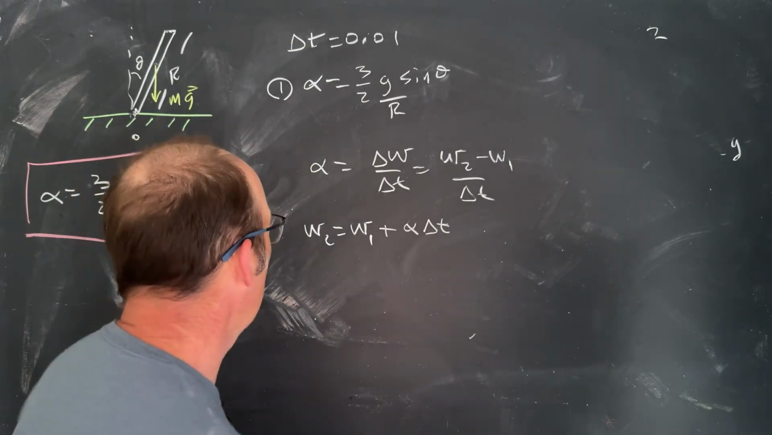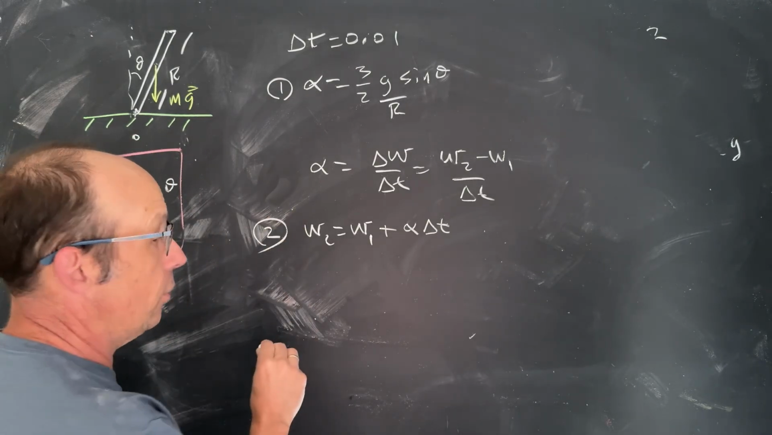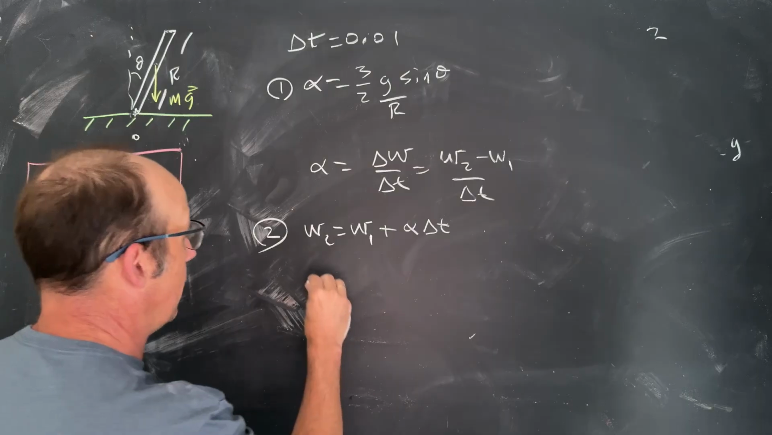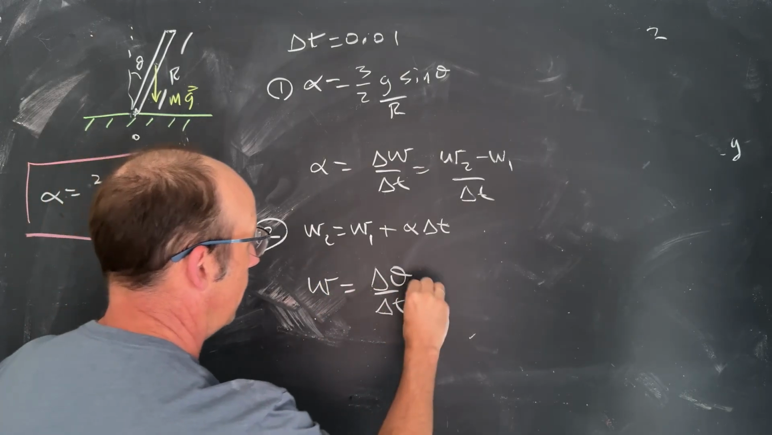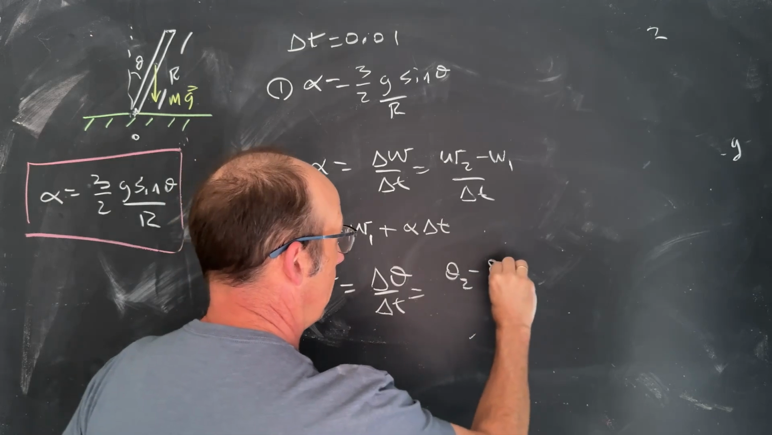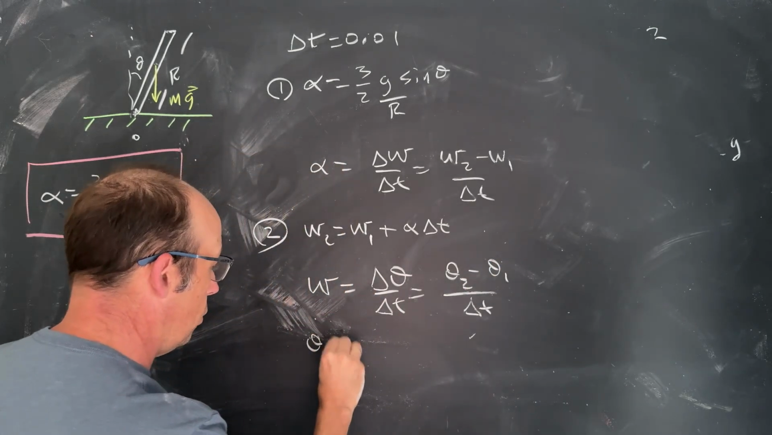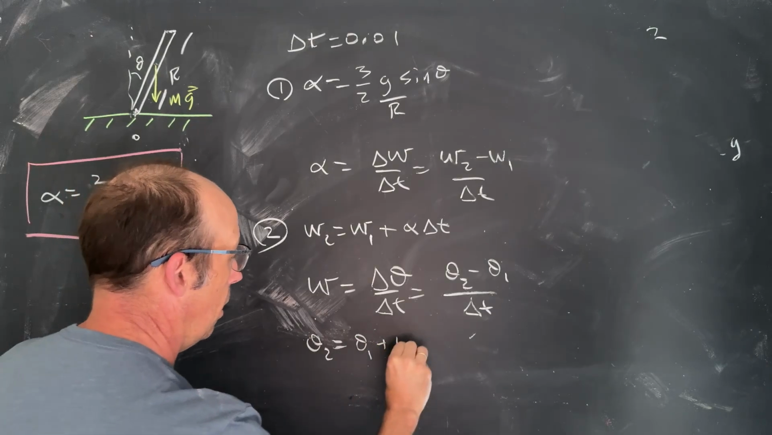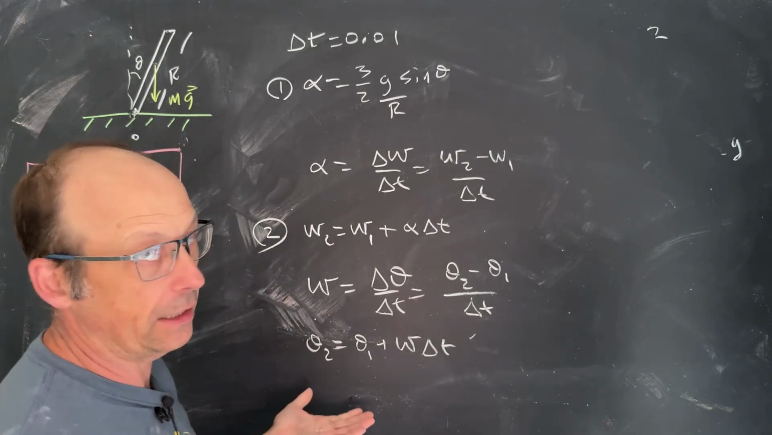So there you go. Now that's our second step. Now what I can do is assume the angular velocity is constant. So angular velocity is the change in theta with respect to time. So that's theta 2 minus theta 1 over delta t. Same solution. I get theta 2 is theta 1 plus omega delta t. Again, we're cheating by assuming that omega is constant. It's not.